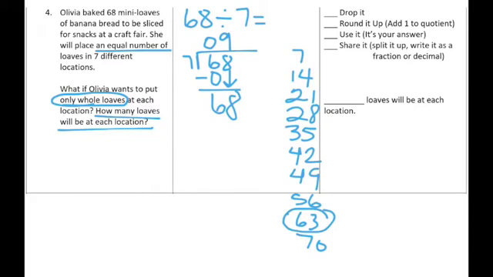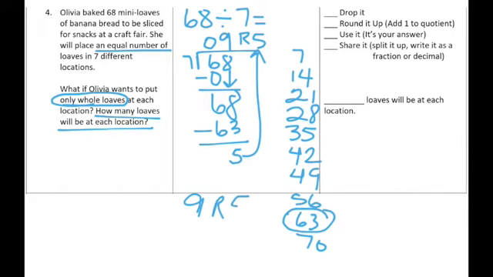So I'm going to go ahead and write my multiple right under my 68. And now I can subtract. 68 minus 63. That equals 5. I have nothing to bring down, so therefore this 5 becomes my remainder. Okay? Comes right up here as my remainder. So now I have 9 with the remainder of 5.